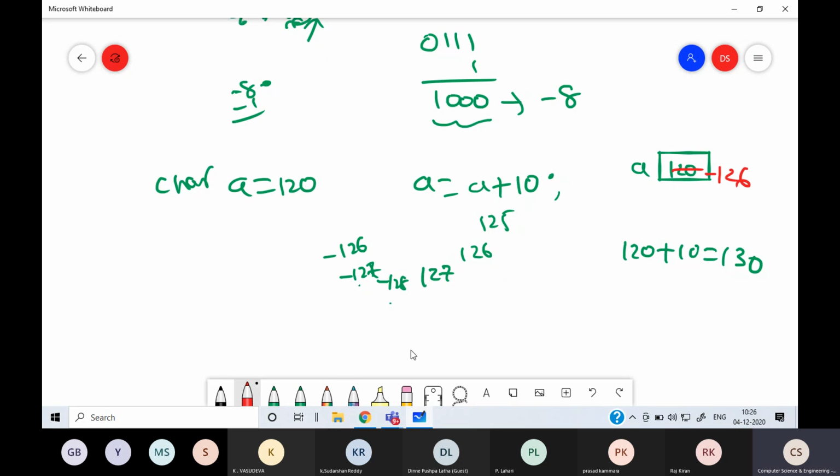But you have to be very careful, it looks simple. Even if some expression looks simple, you should not just directly jump to a conclusion about the result. You have to consider ranges, then you have to decide the result.